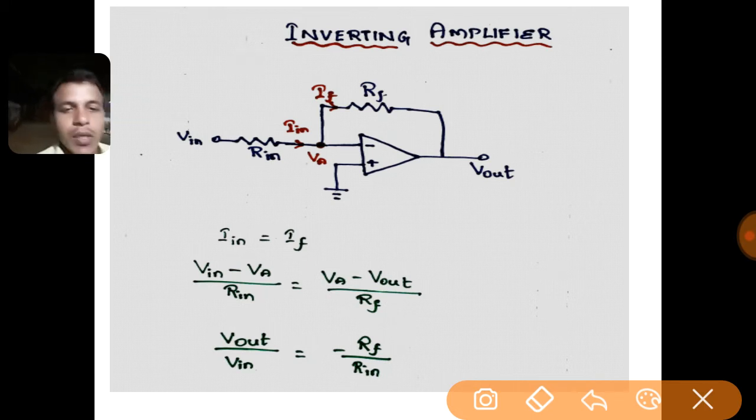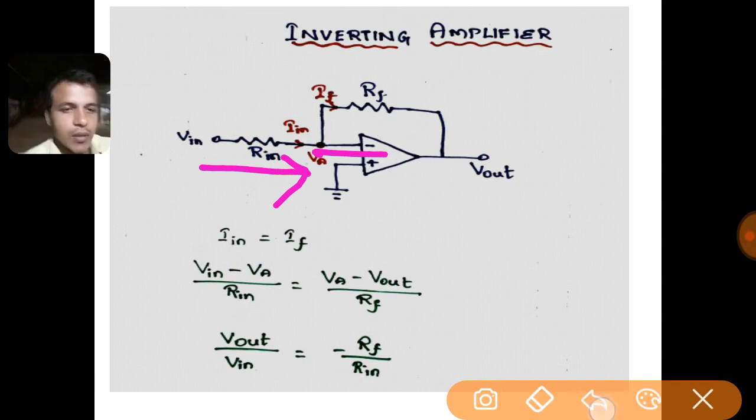So from the circuit, let us first derive the gain of this inverting amplifier. Vin is there, that means the electromotive force is there. This electromotive force drives the electrons to flow. As a result, there is a flow of current in this circuit across this resistance Rin. But what happens? This current does not enter into this operational amplifier.